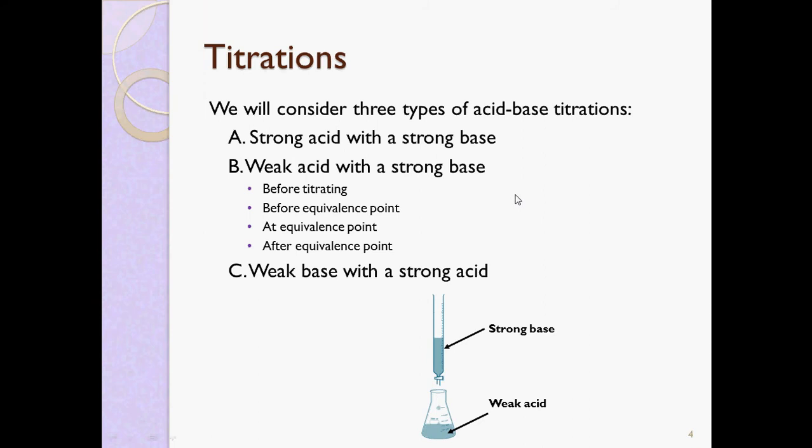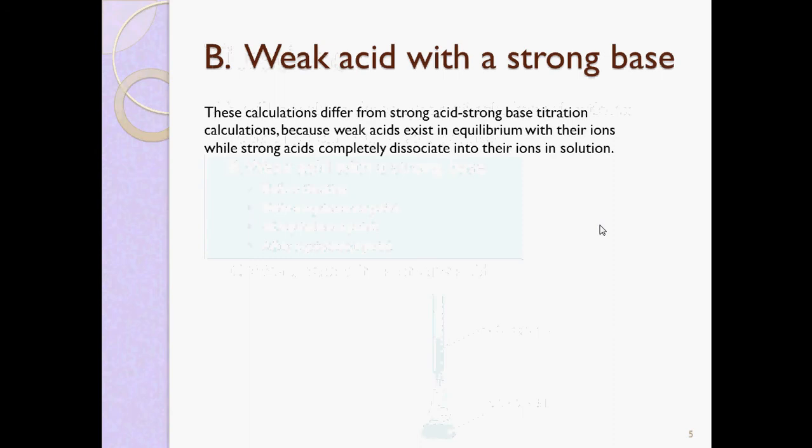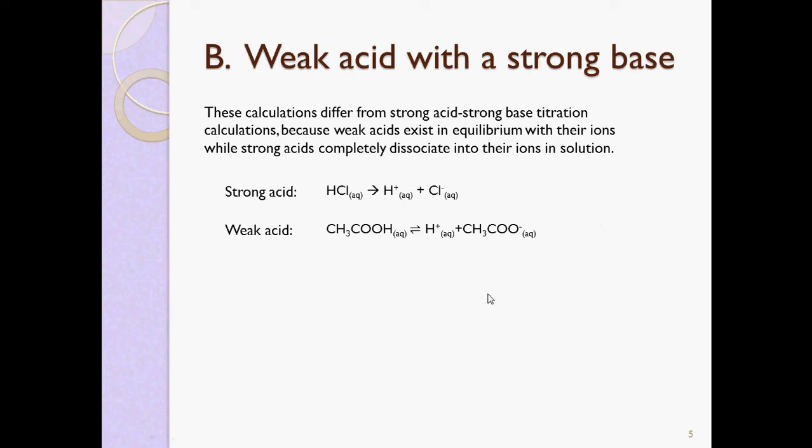So once again, weak acid and a strong base, and we're going to look at it from 4 different situations: before we even start the titration, so just what the concentration is of the weak acid, before the equivalence point, at the equivalence point, and then after the equivalence point. So once again, the calculations are a little bit different, and the reason why they're different is all because of this ion here. This is the conjugate base of a weak acid, so it's going to affect the pH.